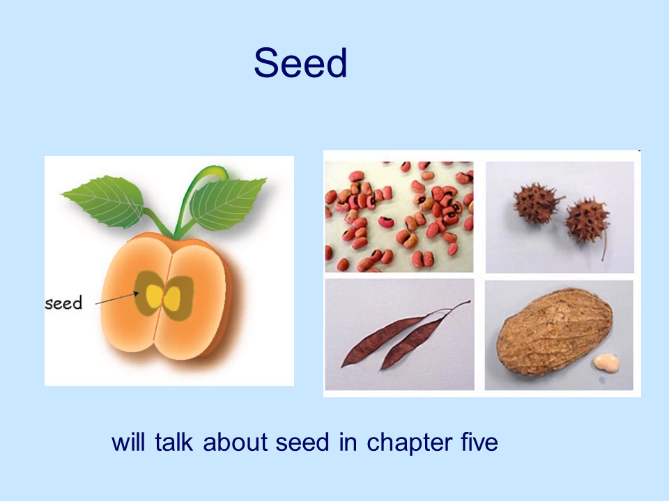We're not going to say much about the seed in this chapter. This is a shot of some of the different kinds of seeds that plants produce. But we'll talk about the seed in chapter 5. We see a lot of the sort of flat brown leaf-looking seeds in our part of the country in the spring, because we have a lot of trees that put these things out.